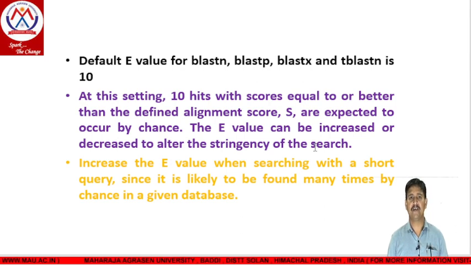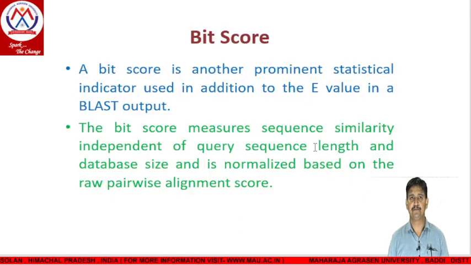The e-value can be increased or decreased to alter the stringency of the search. We can change the e-value from 10 to 20 or from 10 to 5. Increase the e-value when searching with a short query, since it is likely to be found many times by chance in a given database. When we increase the e-value, the number of sequences we find by chance in the database increases.